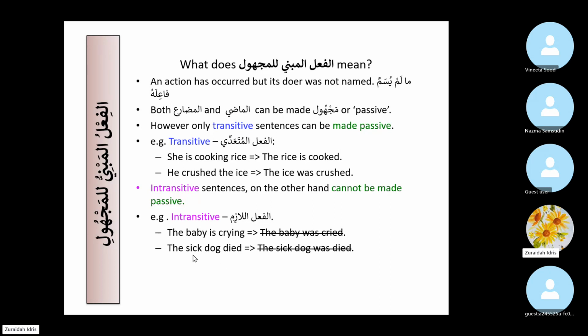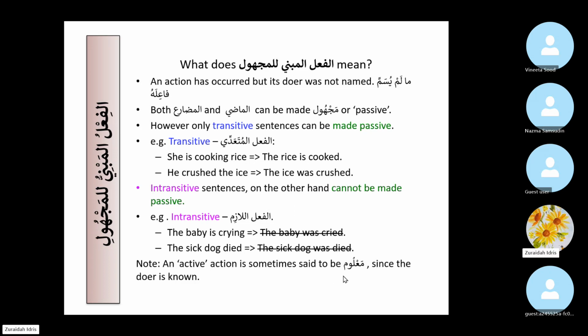Yeah, the sick dog died. We can't say the sick dog was died. Things like that. So this is lazim. This is muta'addi. One needs maf'ul bihi. The other one does not need maf'ul bihi. It stands by itself.